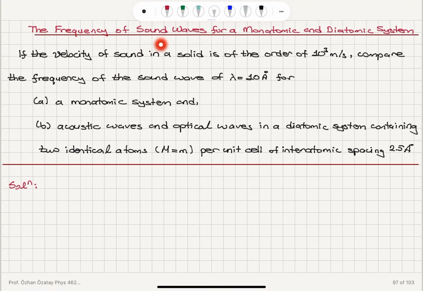The frequency of sound waves for a monatomic and diatomic system. If the velocity of sound in a solid is of the order of 10^3 meters per second, compare the frequency of the sound wave of wavelength lambda equal to 10 angstroms, for part A, a monatomic system, and part B, acoustic waves and optical waves in a diatomic system containing two identical atoms per unit cell of interatomic spacing 2.5 angstroms.